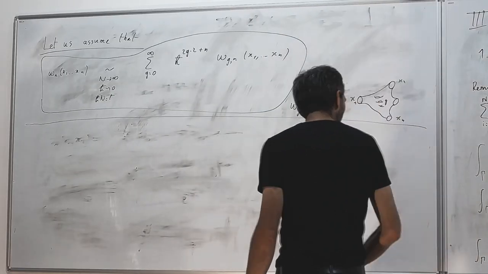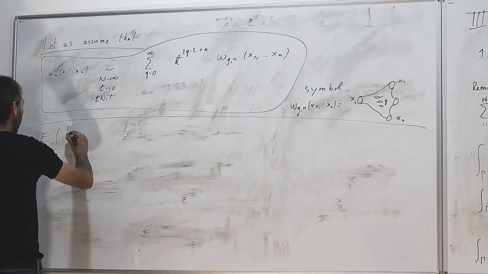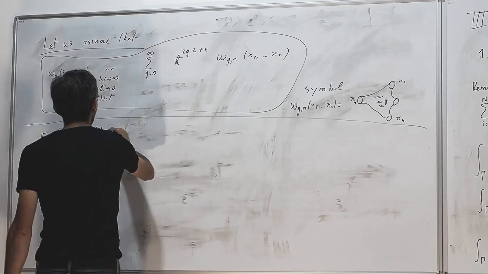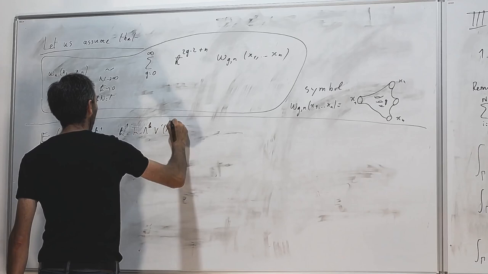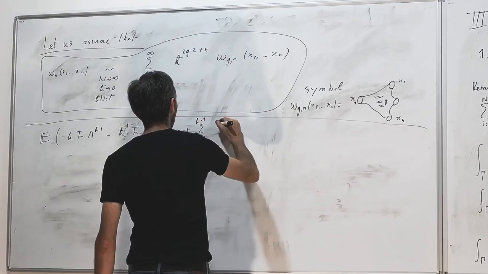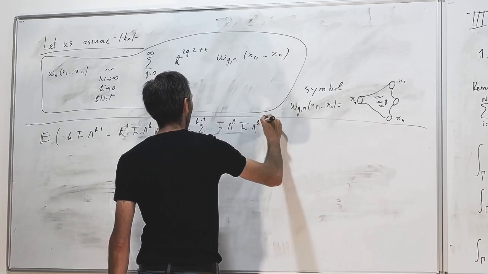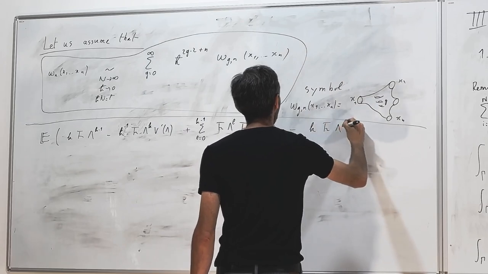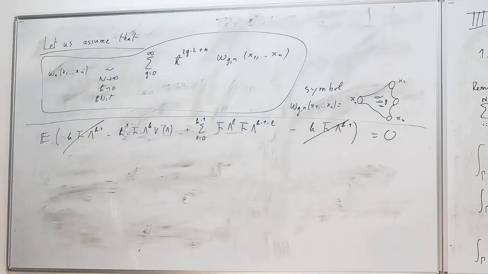So what did we get? We get that the expectation value of k trace of lambda to the k minus 1 minus h bar minus 1 trace of lambda k v prime of lambda plus sum from L equals 0 to k minus 1 of trace of lambda to the L trace of lambda to the k minus 1 minus L minus k trace of lambda to the k minus 1 equals 0. Oh, and just observe, this goes away.